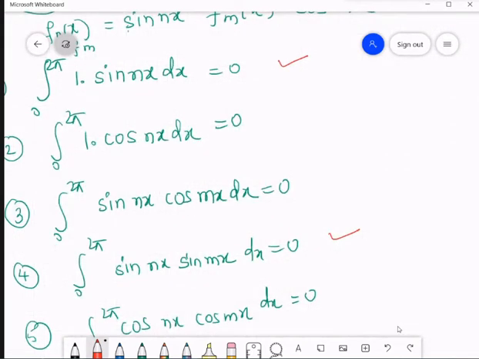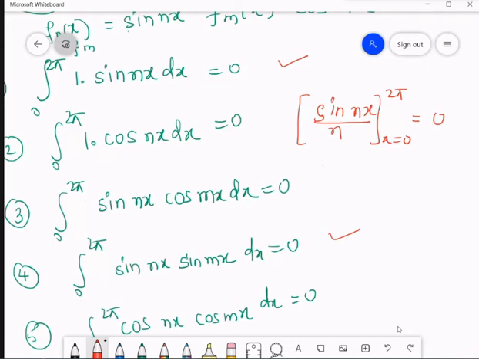Okay, sin nx, what is the integration? This will be cos nx, what is the integration? Sin nx divided by n. Put the limits, x equal to 0, x equal to 2 pi. So what will this be? Sin 2n pi minus sin 0, which is 0. It's done.